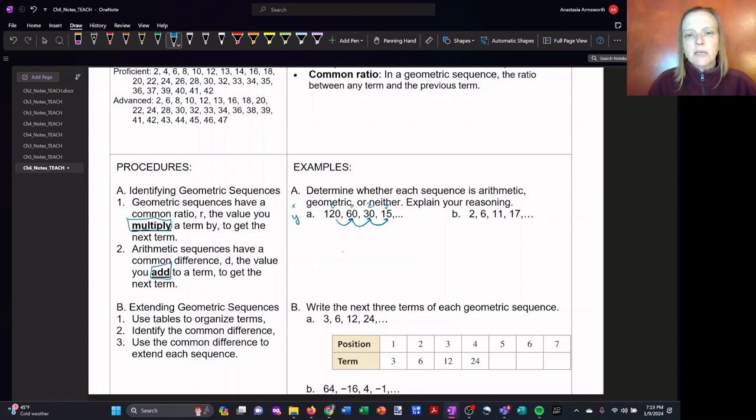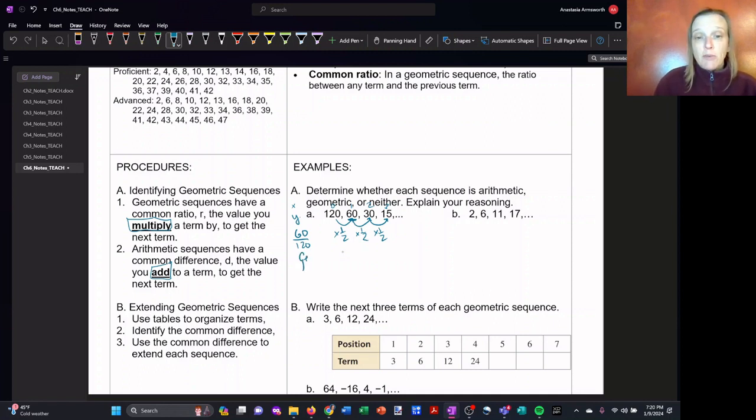120 to 60, I'm subtracting 60, but I could be dividing by 2. And then going from 60 to 30, again, I'm not subtracting 60 because that would take me down to 0. I must be dividing by 2 again. We can check this by finding that common ratio, looking at a pair of terms, taking the second term and dividing by the first term. So 60 divided by 120 is 1/2. So that's the multiplication factor. 30 divided by 60 is 1/2. 15 divided by 30 is 1/2. So 1/2 is our common multiplication factor in this example.